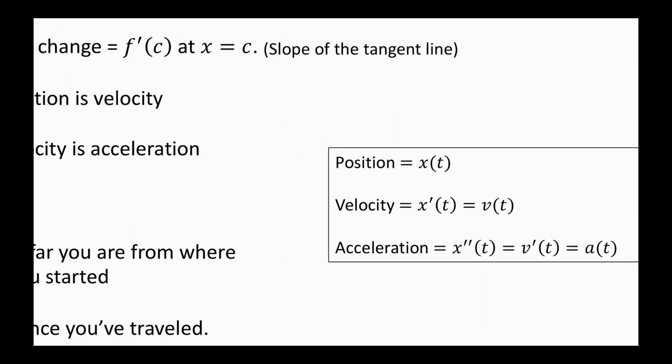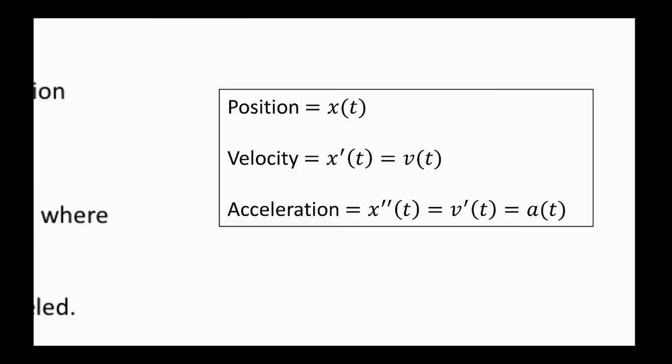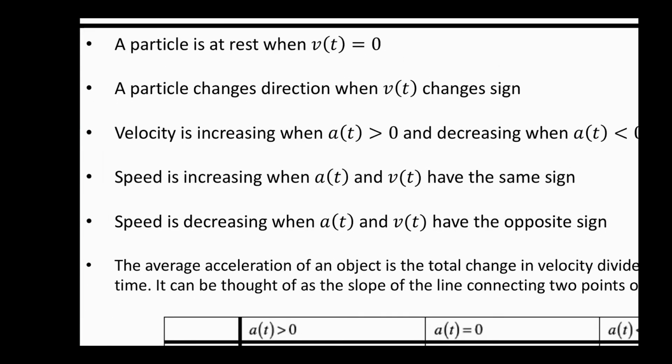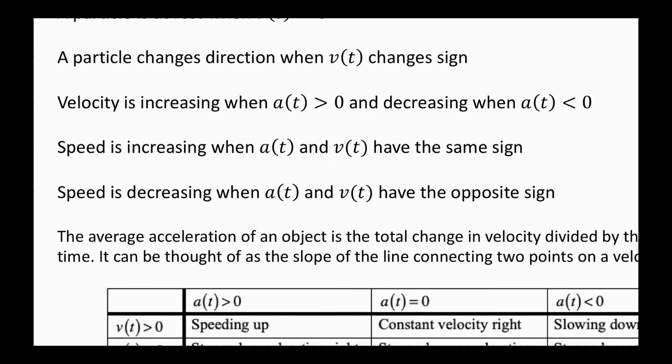And can't velocity be a derivative too? We've done that before, right? We just did a lesson like that yesterday, okay? Velocity is increasing when acceleration is positive and decreasing when acceleration is negative. Speed is increasing when acceleration and velocity have the same sign. They have the same sign, speed is increasing. Speed is decreasing when they have opposite signs, okay?